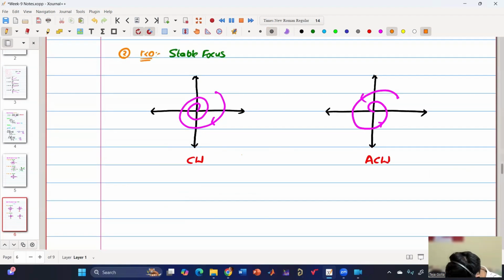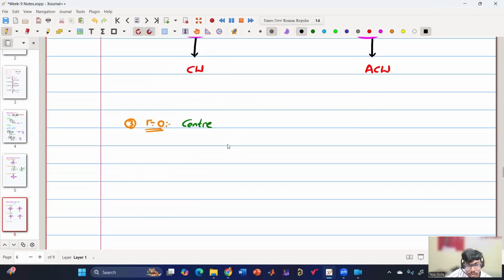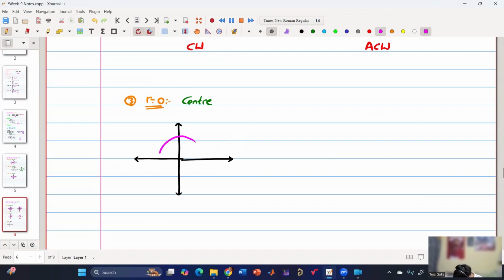Now let us consider the third case where r equals 0. It means it is purely imaginary, plus or minus j omega. In this case, it is called a center. How will it look? It will just be a circle. It will neither go inside nor go outside, but it will go in a circle, say in a clockwise direction, or it can be anti-clockwise as well. Clockwise here and anti-clockwise here.